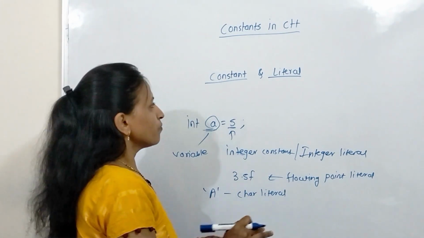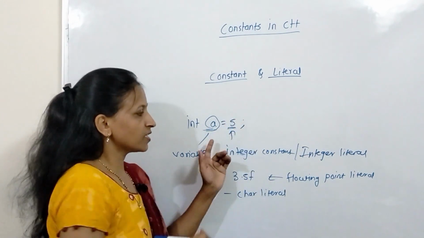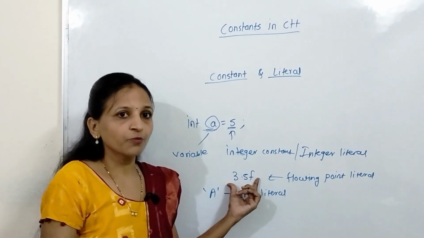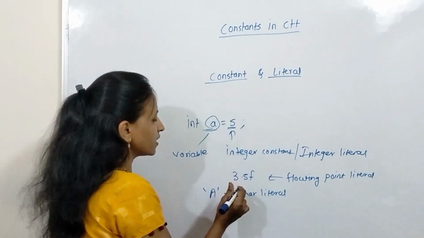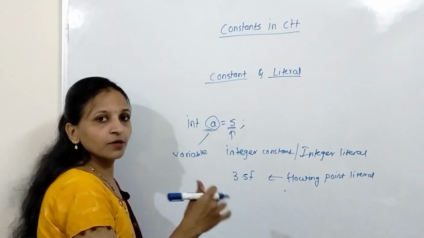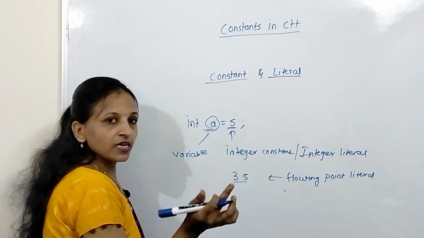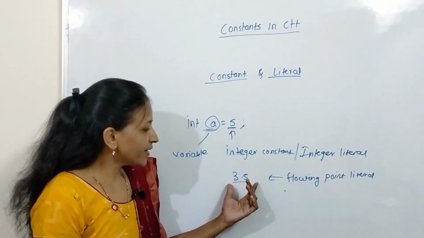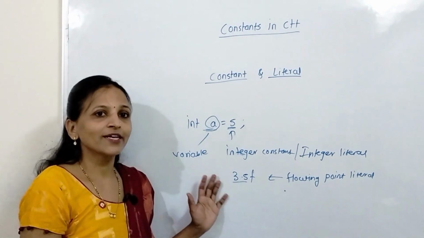Now in a program we use different fixed values. Like we write 5, then that is called an integer literal. If we are using a floating point value, then that will be a floating point literal. Now here see, there is one difference between floating point and double literal. If you are writing only 3.5, then by default that is considered a double literal. But if you write f, then that is considered a float literal.